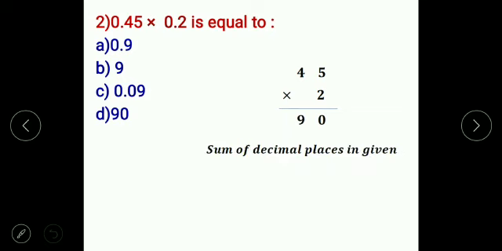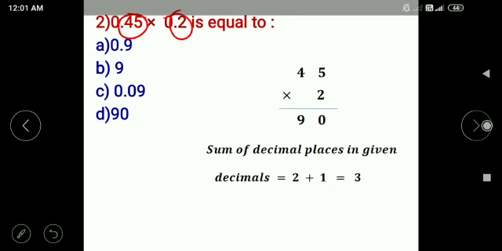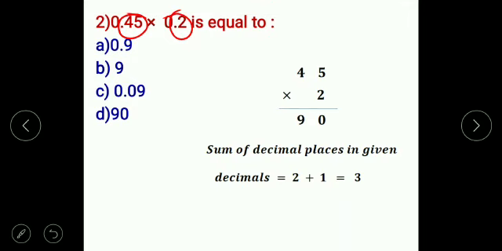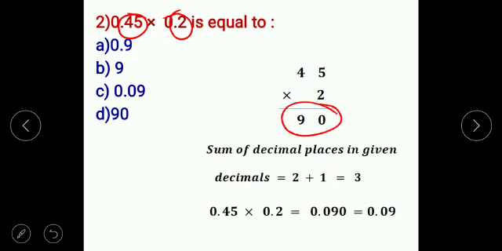The sum of the decimal places in the given example. So the decimal places in the first number is 2 and the decimal places in the second number is 1. So total decimal places is equal to 2 plus 1, 3. So here the answer is 90. We have to put the decimal point from right to left after 3 digits. So here the multiplication is only 90, so we have to write down here 0090.